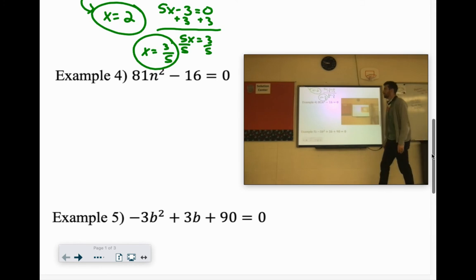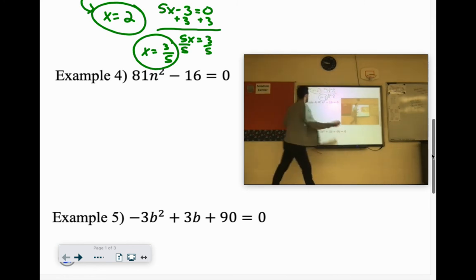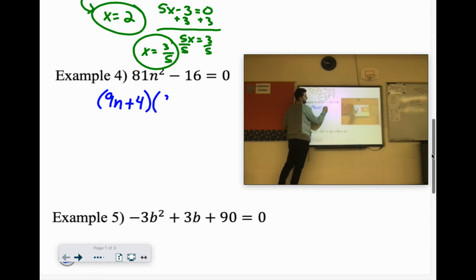81n squared minus 16. Hey, those are both perfect squares. And there's a minus in the middle. So we could say 9n plus 4 and 9n minus 4 equals 0.